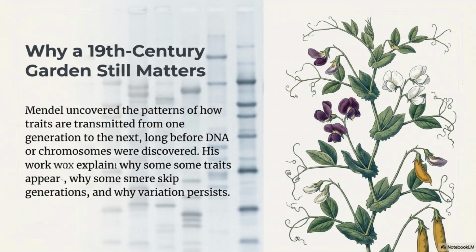Let's take a step back and revisit the foundations of inheritance through Mendel's work. Let's revisit why Mendel's garden peas still matter in modern genetics. Mendel wasn't thinking about DNA or chromosomes. Those discoveries came decades later, but he was able to uncover patterns that revealed how traits are transmitted from one generation to the next. His observations gave us the basic principles that help explain why some traits appear, why some skip generations, and why variation persists.